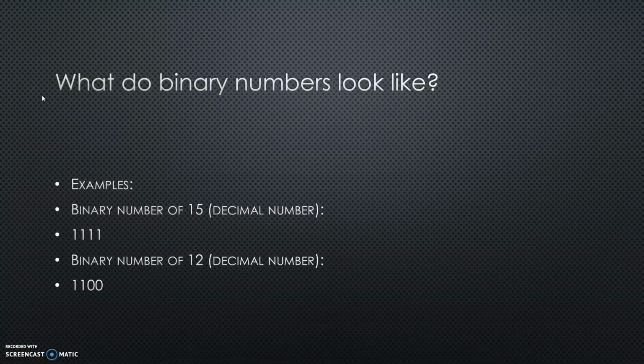The first thing we want to know about binary numbers is what they look like. Here are some examples. The binary form of 15 in decimal is 1111, and the binary form of 12 is 1100. Since this is the topic of how to do multiplication of binary numbers, I assume you already know how to get binary numbers out of decimal numbers, so I'll skip the tutorial on how to convert decimal to binary. Let's just move on to the next slide.